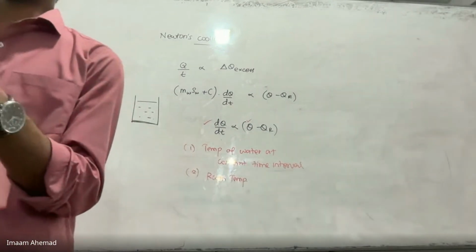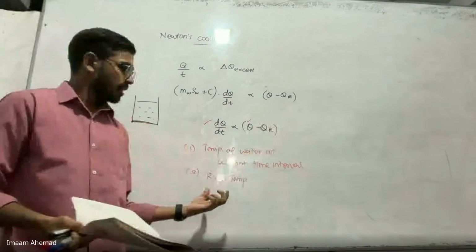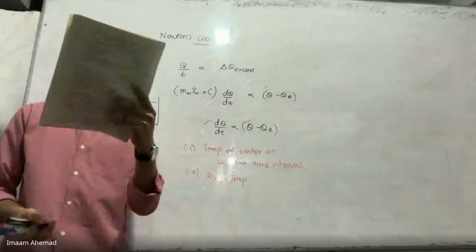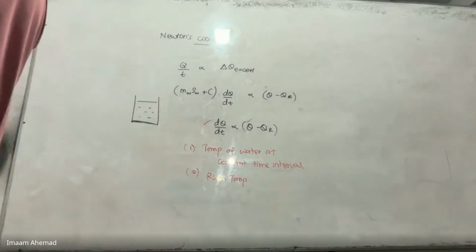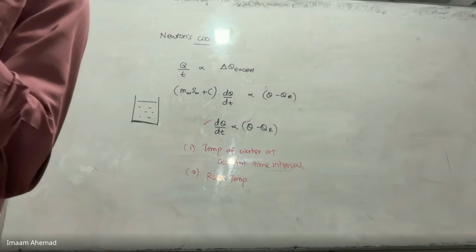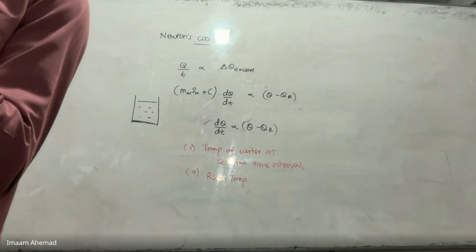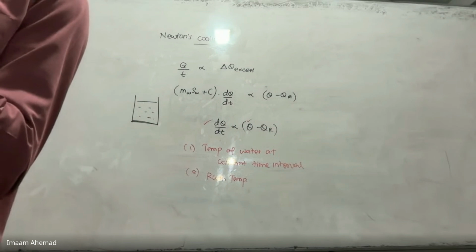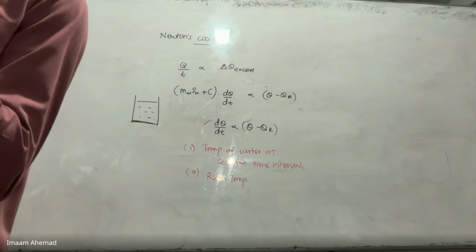What are the measurements we have to take? Temperature of water at constant time interval, and next room temperature. What is the experimental procedure to perform? That is stirring, right? Draw a rough sketch of the two graphs that you would plot to verify Newton's law of cooling. Label the axis properly with appropriate names.